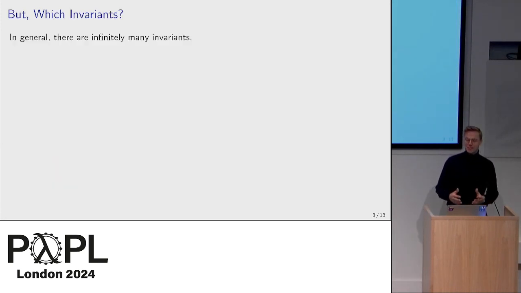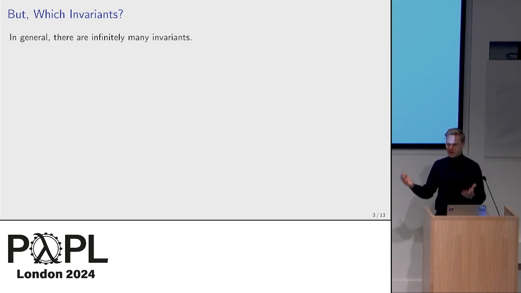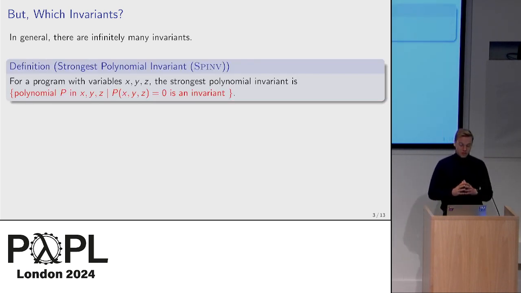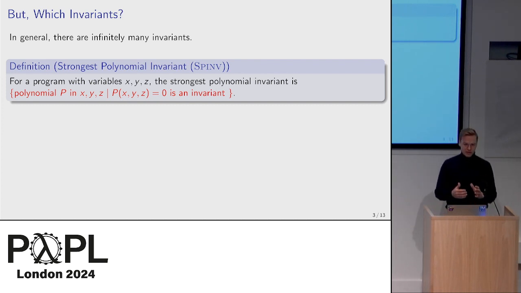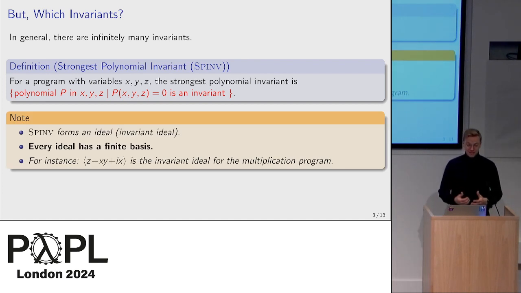But this is still an ill-posed question because in general there are infinitely many invariants, some of them more useful than others. But as I illustrated in the previous example, polynomial invariants are often quite useful. And so what we are focusing on is polynomial invariants, but not any polynomial invariant; what we are looking for is the strongest polynomial invariant. So that is the set of all polynomials in program variables that are invariant for a given loop. Now you might say, okay, this is still an infinite set, but this is actually a very nice infinite set because it forms what is called an ideal.